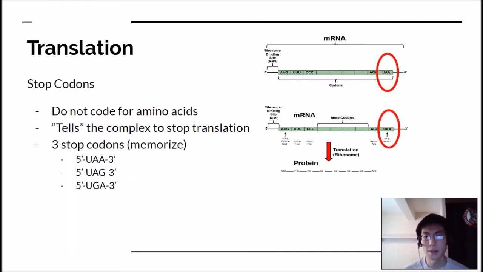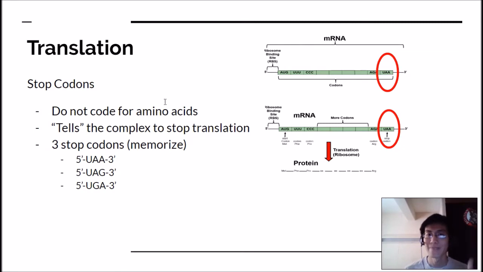So I mentioned a little bit about other things aside from codons, but before we move on to the transfer RNA itself, I think we should talk a little bit about the stop codons. Basically, stop codons don't code for any amino acids. It just kind of tells the complex to stop translation. There are 3 different stop codons. You should probably memorize these, so UAA, UAG, UGA in the 5' to 3' direction. And these again tell the complex to stop translation, and they don't code for amino acids.